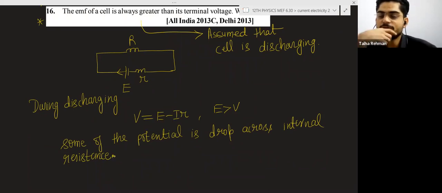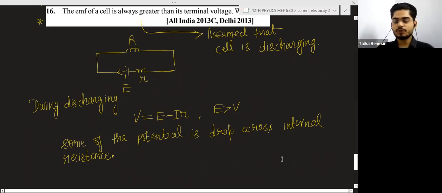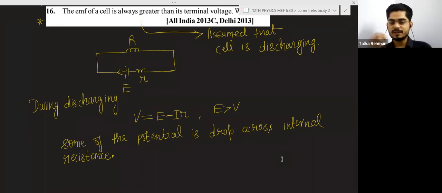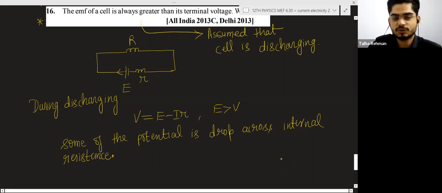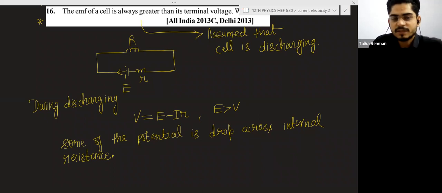Because in real life, what happens? The running time of your phone or the charging time of your phone, this time is greater. Suppose you are using your phone for 10 hours and you are charging your phone for 1 hour only. So generally the discharging time is more. That is why they have assumed that the cell is in the discharging condition. So for the discharging condition, this is true.